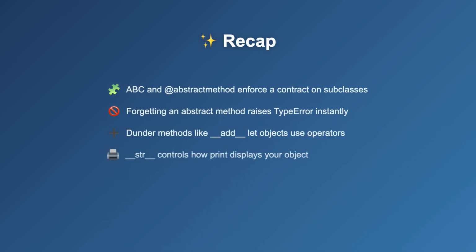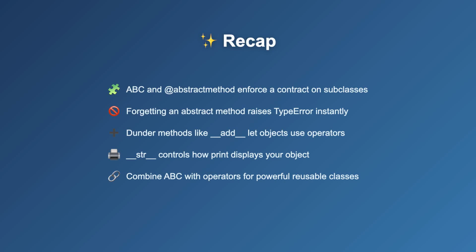Let us recap abstract classes and operator overloading. ABC enforces contracts. Forgetting a method raises a TypeError. Dunder methods let objects use plus, equals, and other operators. Combining both gives you powerful reusable classes.